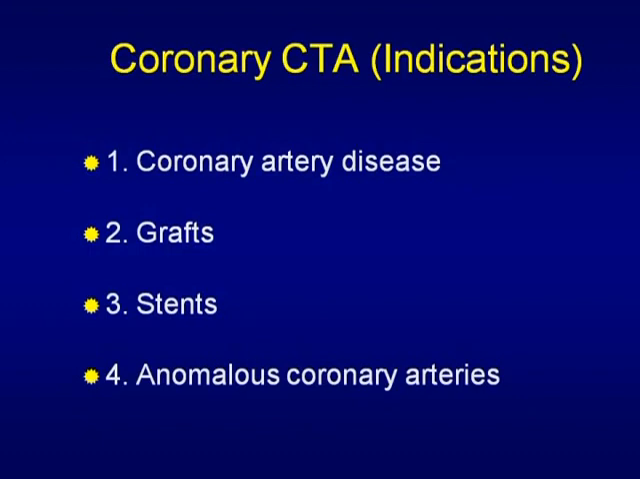So we get coronary CTAs for, one, atherosclerosis, coronary artery disease, in patients with either acute or more stable chest pain looking for coronary disease. We can get it in grafts, we can evaluate stents, and CT is probably the best at evaluating anomalous coronary arteries. It's the preferred modality for looking at anomalous coronary arteries, which we'll talk about.